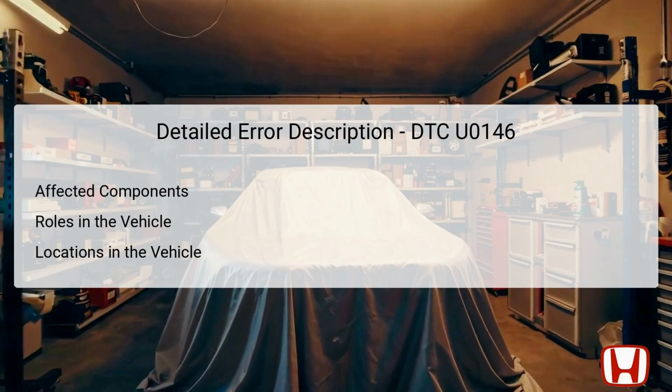When the TCM does not receive information from the CAN via these F-CAN lines, or when it receives abnormal data repeatedly, it flags this issue by storing the DTC. This malfunction may prevent proper operation of the transmission, showcasing the importance of ensuring these channels remain intact and functional. Diagnosing the problem requires thorough examination of these interconnected components to restore proper communication.